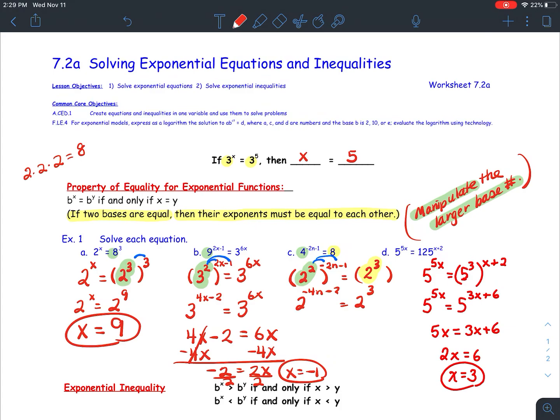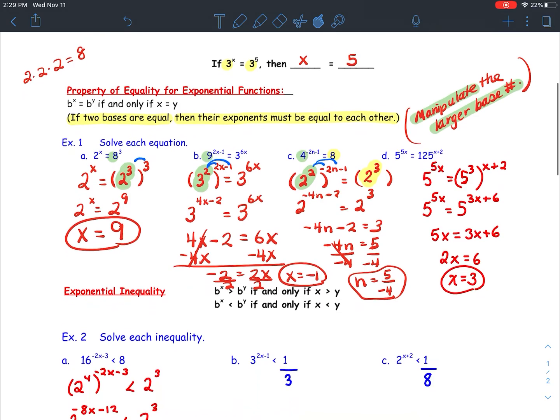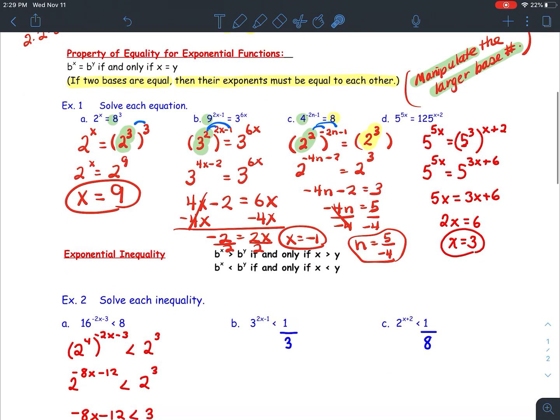That's just 2 cubed. Okay, now that the bases are equal, I'm going to take the two exponents and set them equal to each other, and then I'm going to solve the equation for n, and I end up getting that n is equal to -5/4. Okay, so these problems are going to be given to you in such a way that you should always be able to manipulate either one or both bases to get them both to be exactly the same. Okay. When we run into problems where we can't do that, that's when we are introduced to logarithms, and logarithms will help us. But in this section, we should be able to do that just fine.